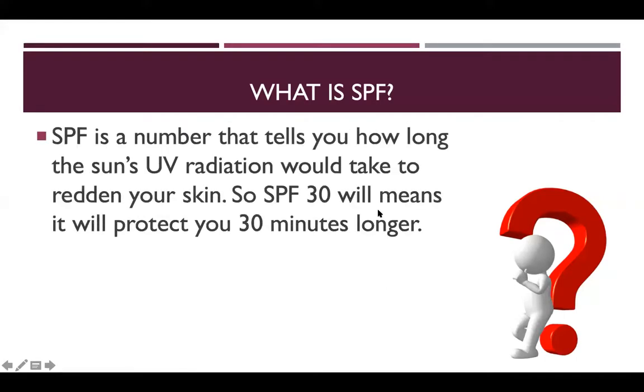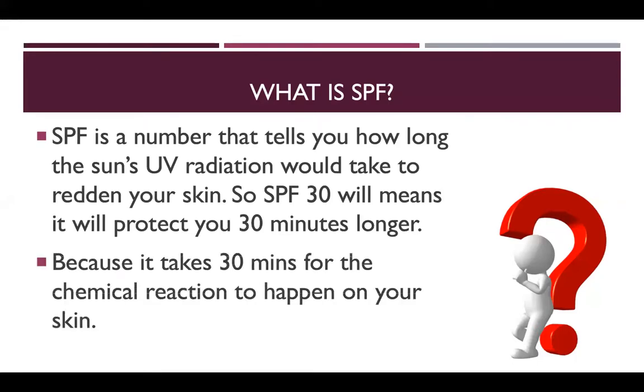Okay. SPF is actually the number that tells you how long the sun's UV radiation will take to redden your skin. So SPF 30 will mean that it will protect you 30 minutes longer. So SPF 50 is likewise 15 minutes longer, okay? Because it takes about 30 minutes for the chemical reactions to happen on your skin. So if let's say you are using SPF 50 chemical sunscreen, you need to apply 50 minutes before you leave the house, okay?